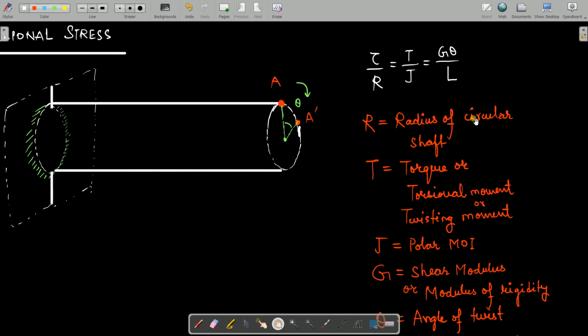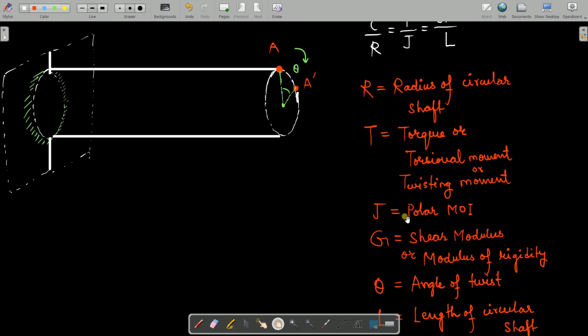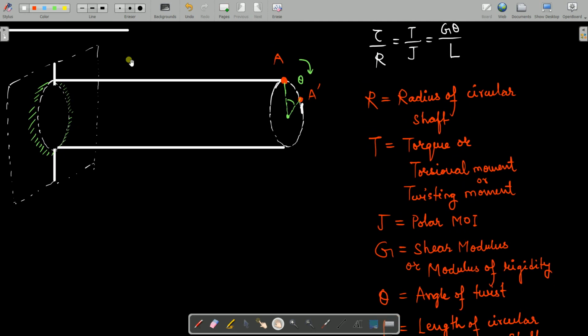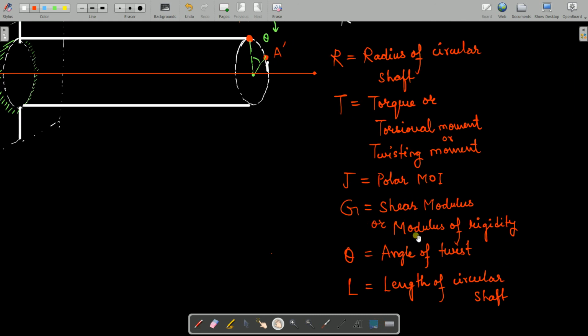What is r? R is the radius of this circular shaft. What is T? T is the torque or torsional moment or twisting moment. What is J? J is the polar moment of inertia, that is the moment of inertia taken about this central axis, this red line. If you have a very good idea of moments of inertia, well and good. If not, then we will study this separately, but for the time being you remember what the notations are called. G is called the shear modulus or modulus of rigidity, theta is the angle of twist, L is the length of the circular shaft.